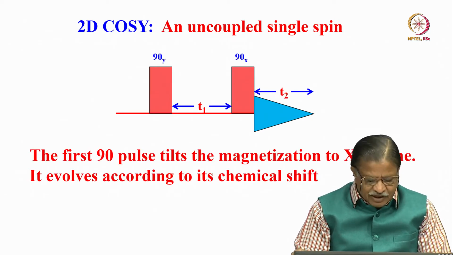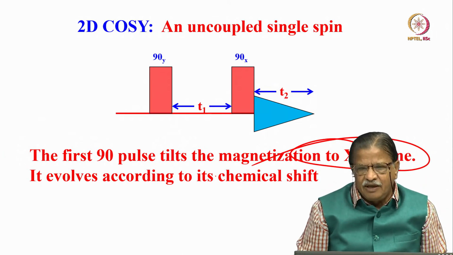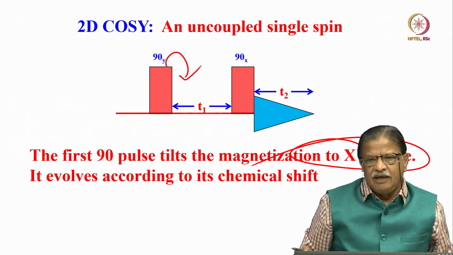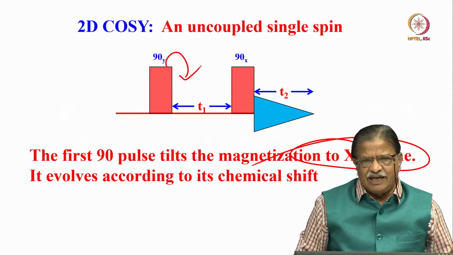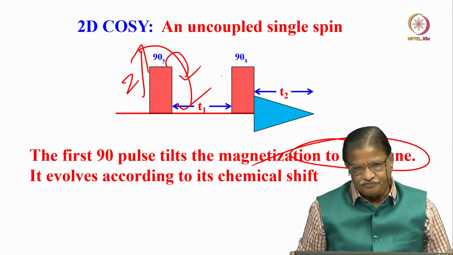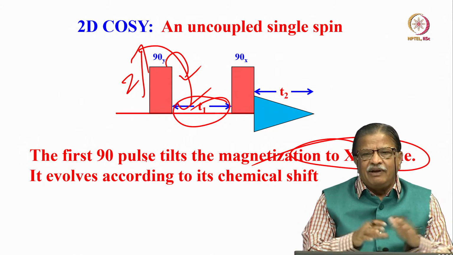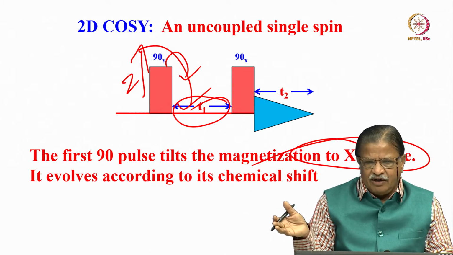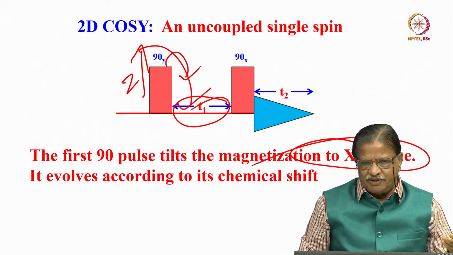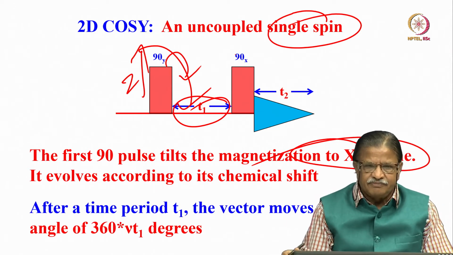I do the first 90-degree pulse, which tilts the magnetization to the XY plane, that all of us have been discussing for quite some time. This is what the first 90-degree pulse does, bringing the equilibrium magnetization along the Z axis to the XY plane here. Then what will happen here? It will start evolving, doing the free precession according to their offsets or chemical shifts. They start evolving, all the spins. And now we are dealing with a single spin, it will start evolving according to its chemical shift.